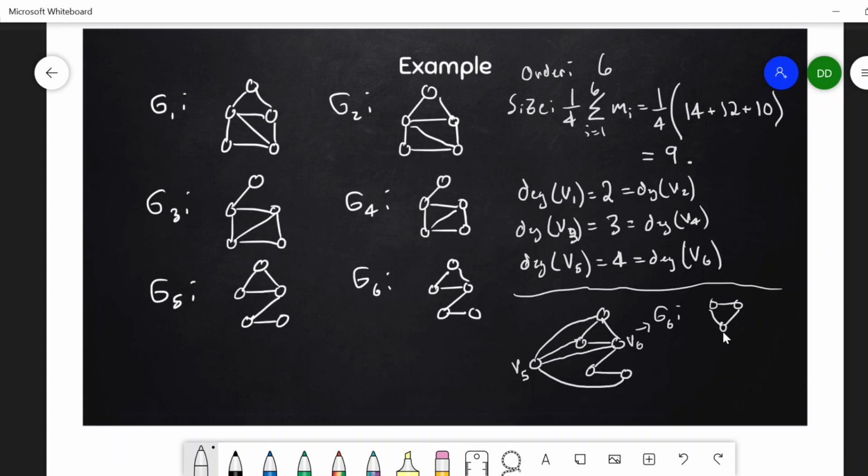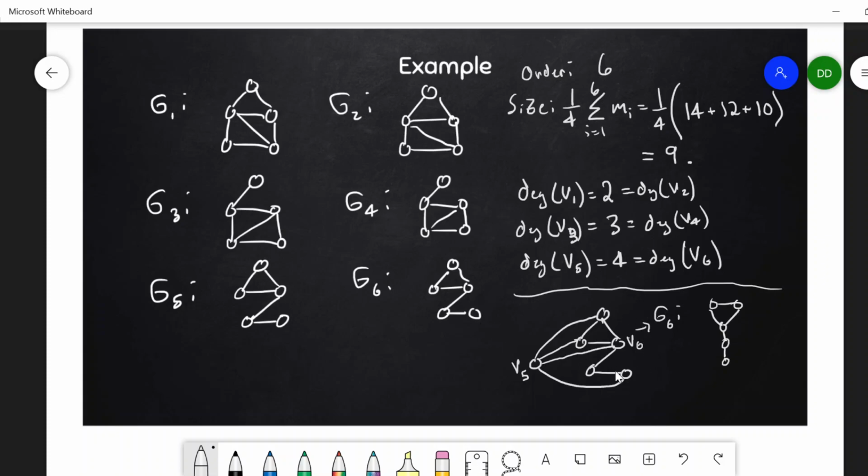And then it looks like coming off of V sub 5, I'd have just a path of length 2 coming off of it. That is G sub 6. Okay, so that checks out. So that would be my V sub 6. How about my G sub 3 and my G sub 4?